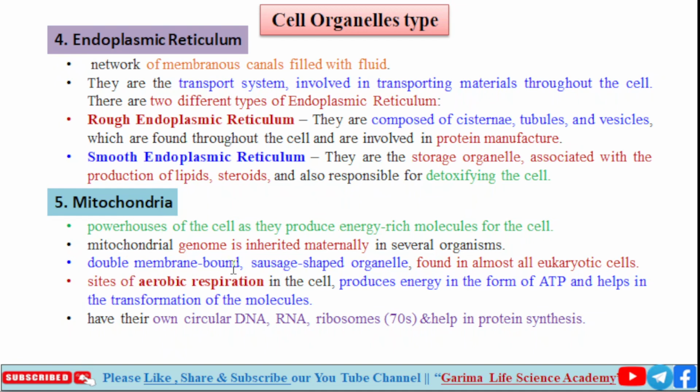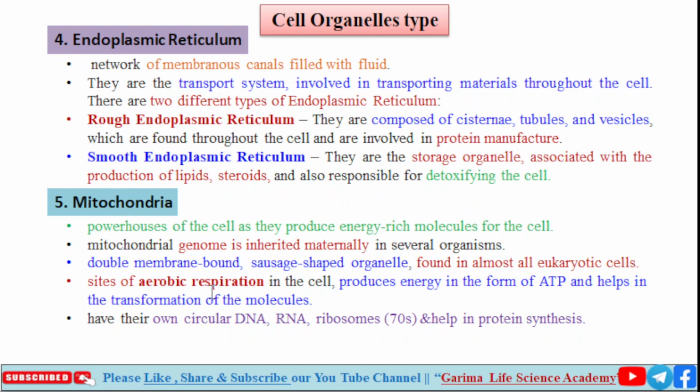Mitochondria is a double membrane bound, sausage shaped organelle found in almost all eukaryotic cells. It is the site of aerobic respiration in the cell.